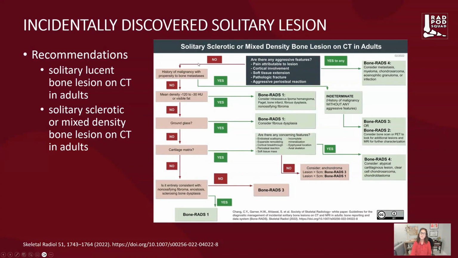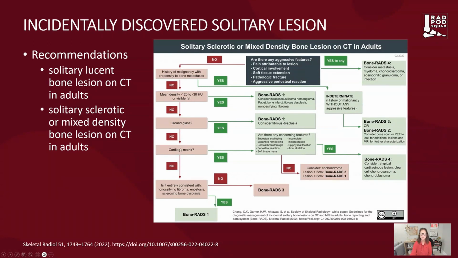But if the answer is no, we're going to ask, is there a history of malignancy? If there's a history of malignancy, that might be the type of malignancy that has sclerotic bone metastasis, right? Prostate does that. Breast does that. If that's not the case, and then we measure the density and we are seeing visible fat, that's great. We can say that that's an intraosseous lipoma. It's a fat-containing lesion, or it's a benign lesion that has associations with having fat. We move on. We can ask questions. Is there ground glass matrix? If there is, probably it is fibrous dysplasia.